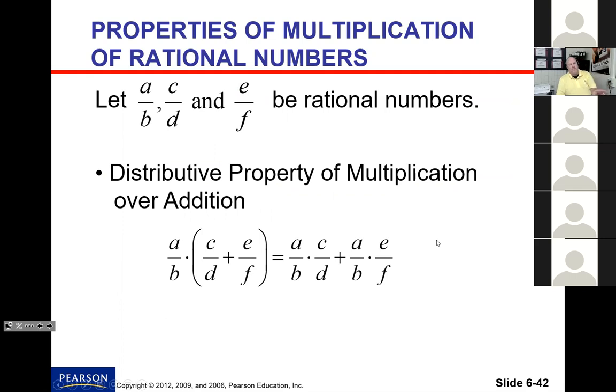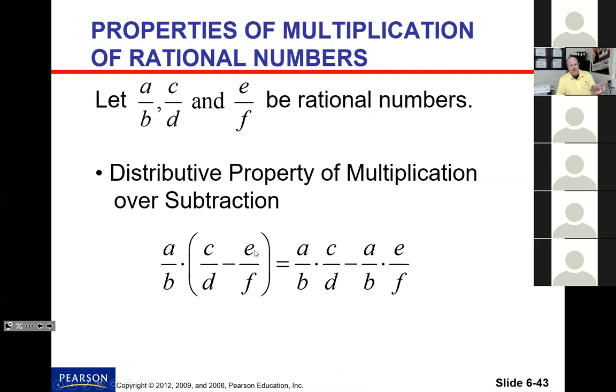Distributive property. Okay, so that's the distributive property over addition, because there's a plus sign here. This one is the distributive property over subtraction. If you notice, they're exactly the same, except instead of adding, you subtract. That's the only difference.